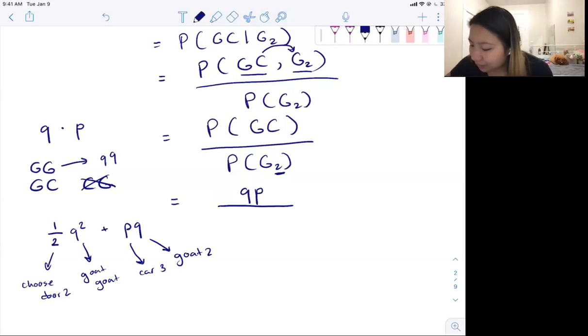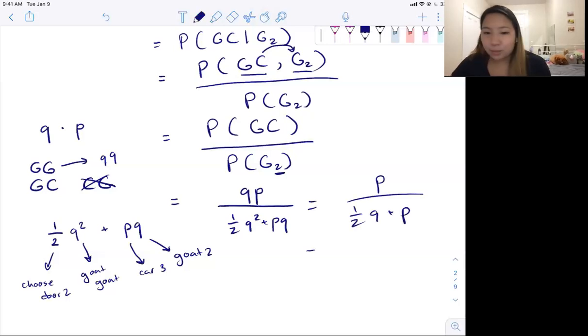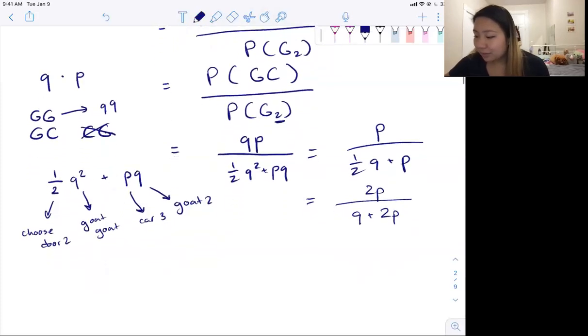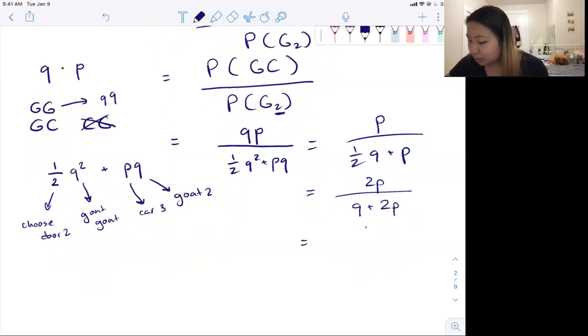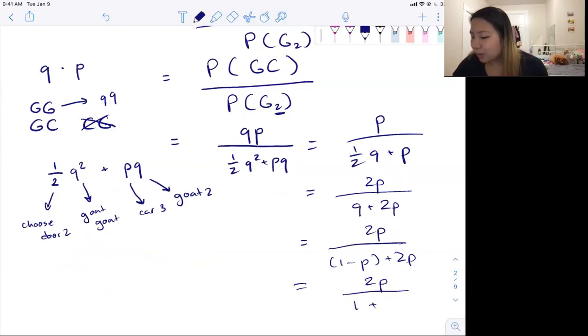So this is 1/2 q squared plus pq, and let's factor out a q. So that's going to be p over 1/2 q plus p. Let's multiply top and bottom by 2, so 2p over q plus 2p. And now let's finally replace q with 1 minus p. So 2p over 1 minus p plus 2p. And then all in total, this is going to be 2p over 1 plus p.